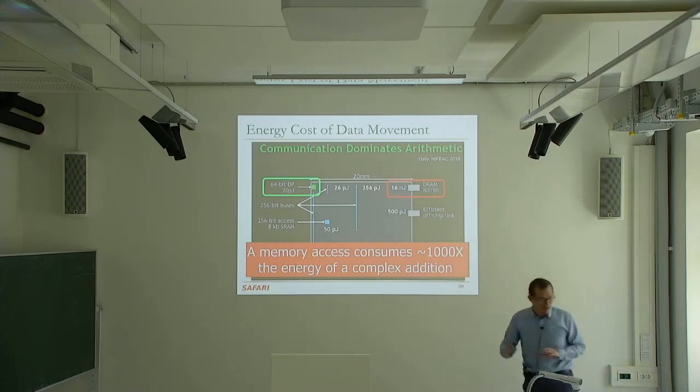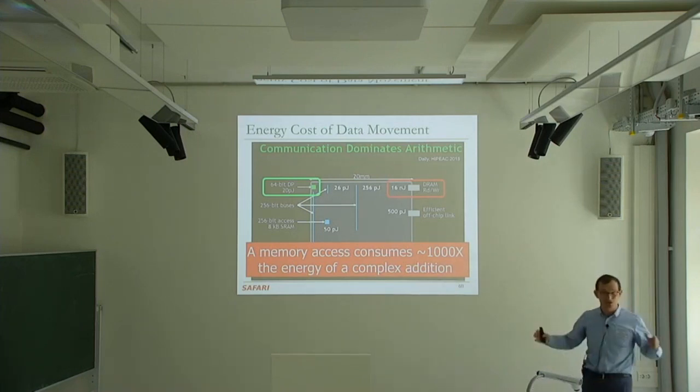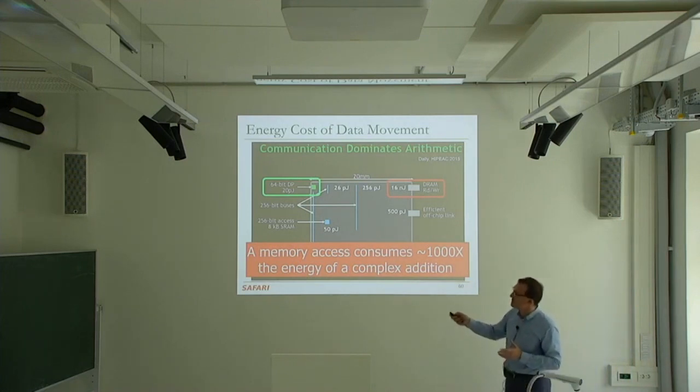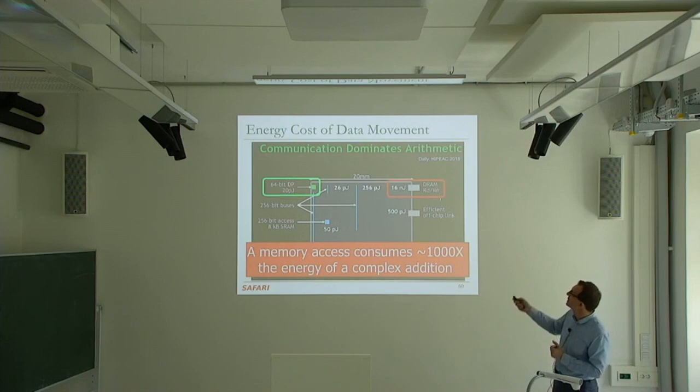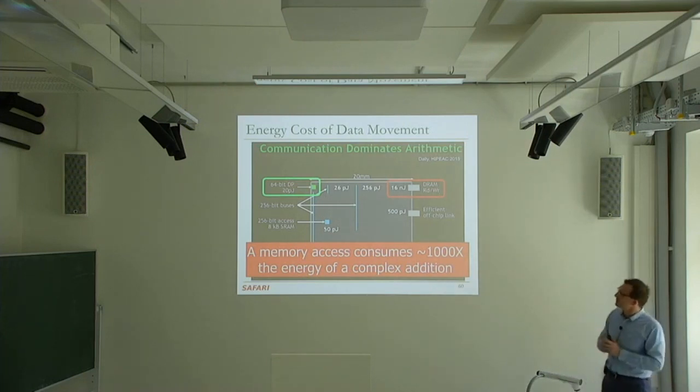In real life, it's actually about 2 to 3 orders of magnitude today if you heavily optimize the DRAM interface. But still, that's a huge difference. Basically, a sophisticated computation today is much more energy efficient than a single memory access. So this is the energy cost of the data movement, as you can see.